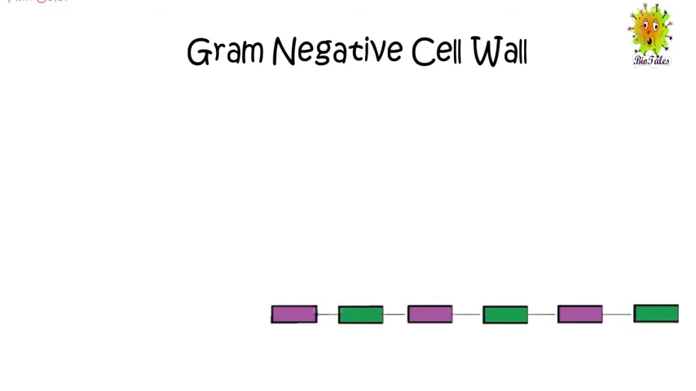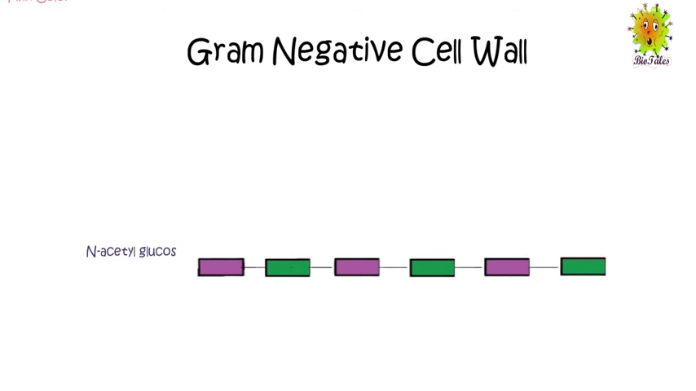Now let's talk about the cell wall composition of gram-negative bacteria. Like gram-positive bacteria, gram-negative bacteria are also composed of peptidoglycan. However, the peptidoglycan layer in gram-negative bacteria is comparatively much thinner than in gram-positive bacteria. Due to the thin layer, the bacteria cannot retain the initial crystal violet dye but pick up the pink color of the counterstain safranin during gram staining.